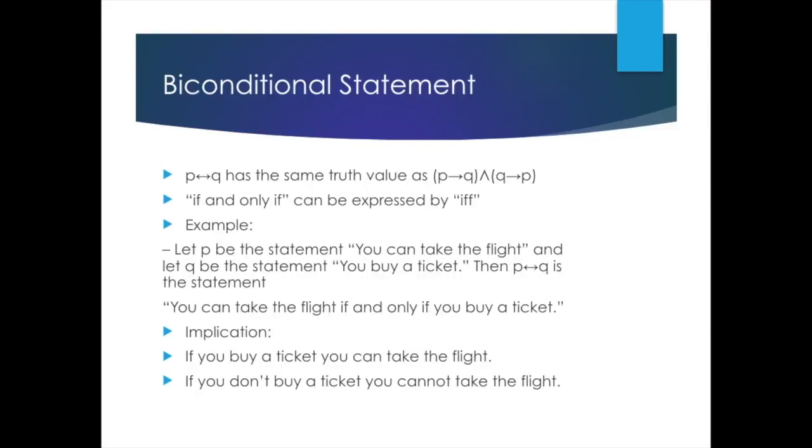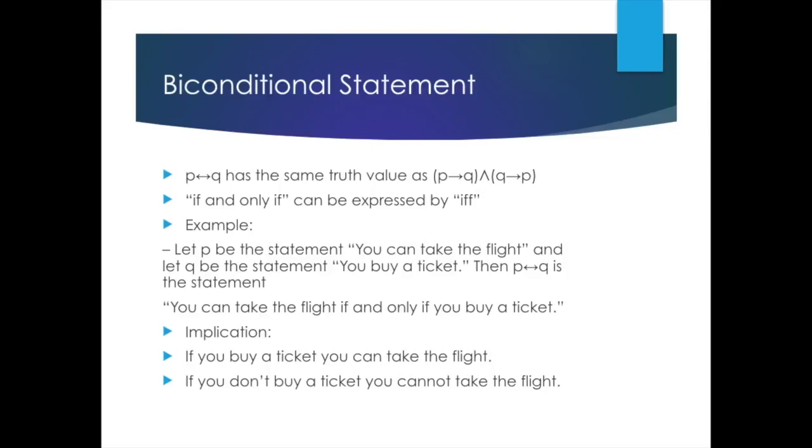Now, more examples. Sometimes P implies Q has the same truth value as P implies Q and Q implies P. Combining them together, if you do the truth table for all of them, you will find that this statement is true. Sometimes we call it "if and only if," and it is expressed in many mathematical theory textbooks as IFF. Example: take the statement P to be "you can take the flight," and let Q be the statement "you buy a ticket." Then P if and only if Q.